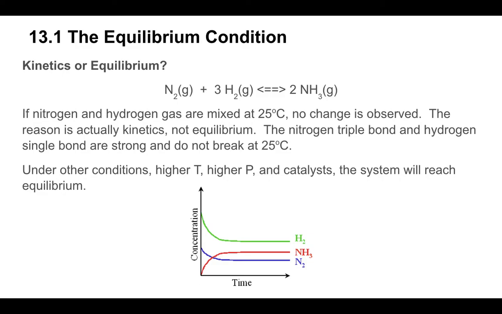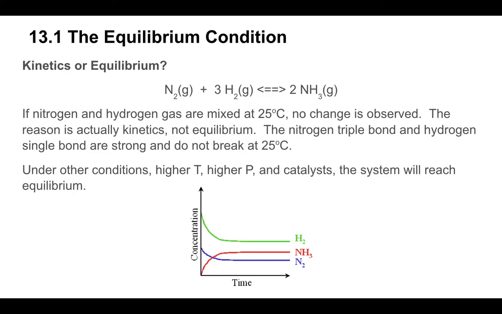product forming. The forward reaction has a very high activation energy. The H2 single bond is actually a fairly strong single bond, and the N2 triple bond is very strong, and so it's very hard to break the bonds on the left to form the products on the right. Even though the products on the right may be favored, we don't see them forming at 25 Celsius, because in this case it's not equilibrium controlling the final amount, it's kinetics controlling the final amount.